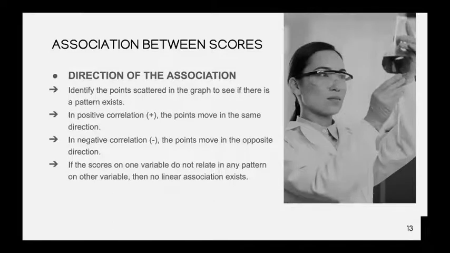When we examine a graph, it is important to first identify if the points are scattered or if a pattern exists in which the points move in the same or the opposite direction. In a positive correlation, the points move in the same direction. That is, when x increases, so does y, or alternatively, if x decreases, so does y. While in a negative correlation, the points move in the opposite direction. That is, when x increases, y will decrease, and when x decreases, y will increase. If the scores on one variable are not related in any pattern to the other variable, then no linear association exists.